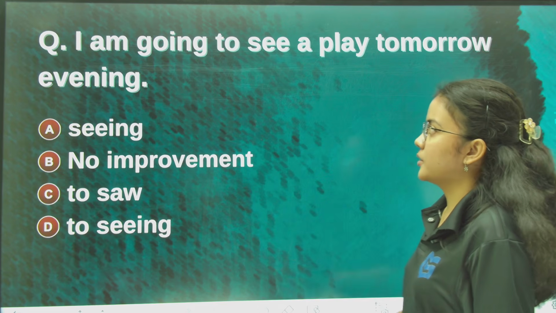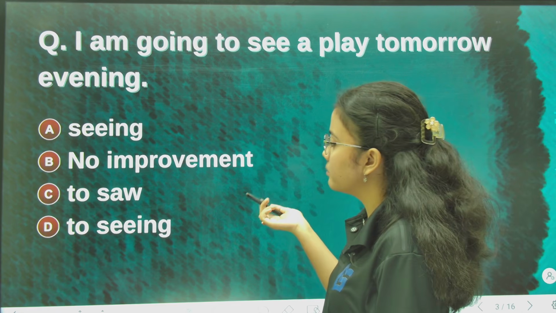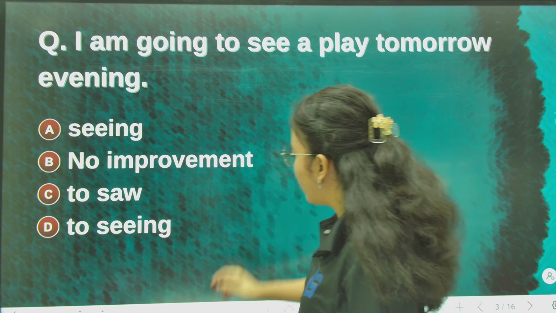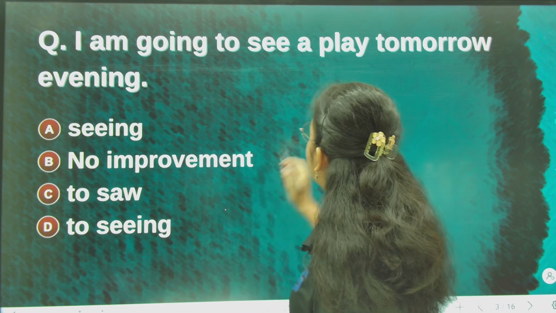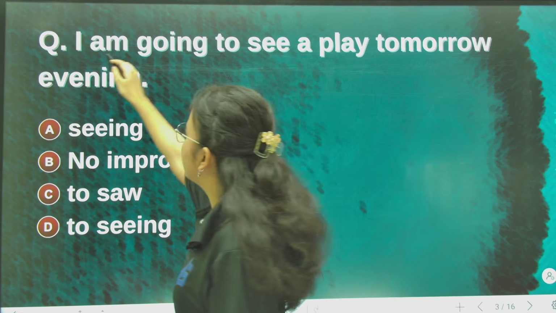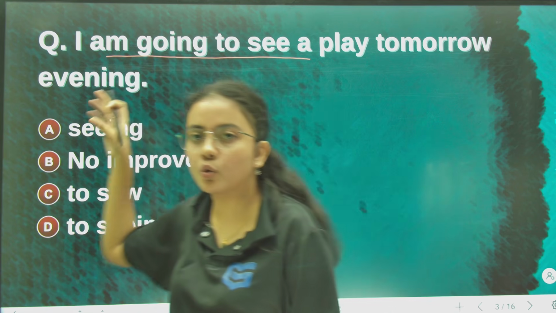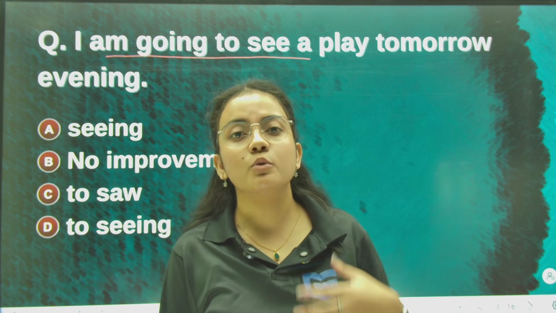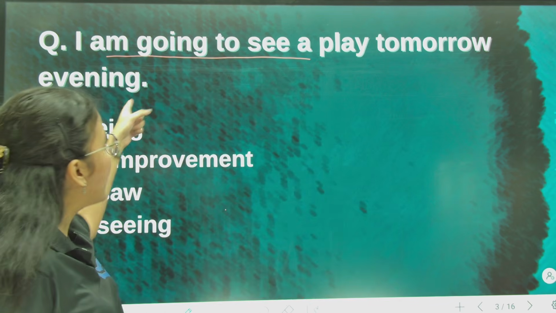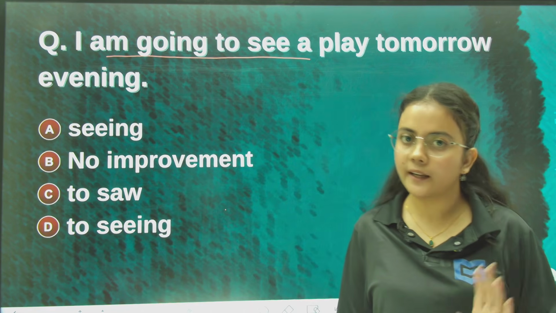Now, the first question. I am going to see a play tomorrow evening. Options A, seeing, B, no improvement, C, to saw, and D, to see. Now, I am going to see a play tomorrow evening. Going to see, in English grammar, am going to see, this kind of structure we use to mean future plans. If there is a future plan that we are referring to or implying, we use this structure, am going to plus whatever the verb is.